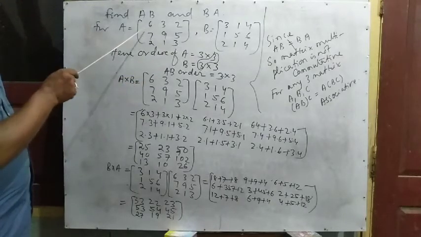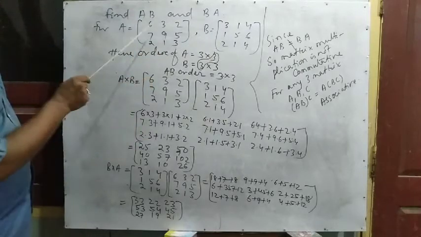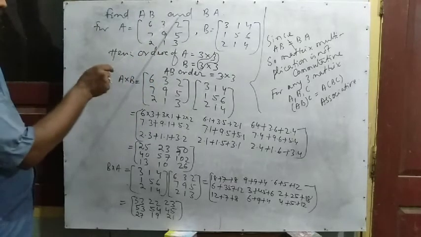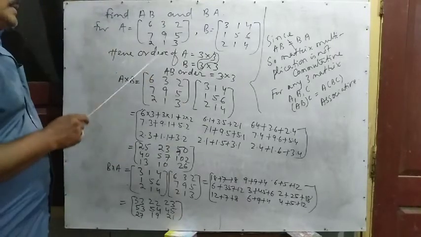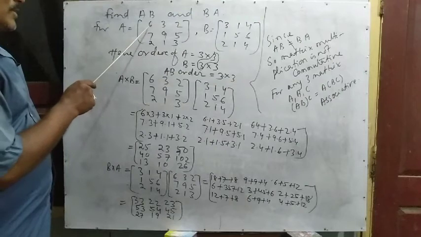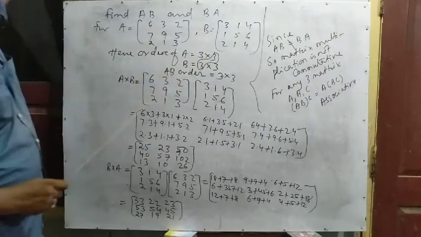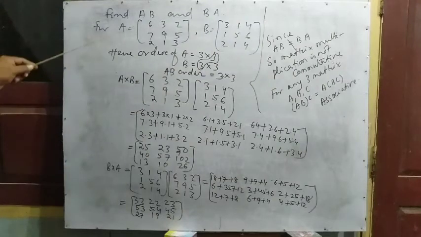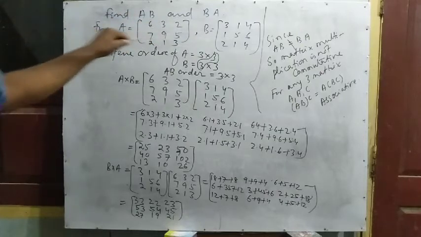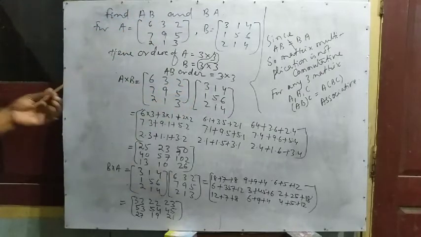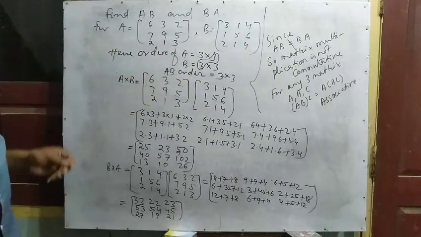For the second element, you multiply the first row with the second column: 6 into 1 plus 3 into 5 plus 2 into 1. This is the second element you will get. The third element is obtained by multiplying 6 3 2 with 4 6 4. Here you get the simultaneous multiplication: 6 into 4, 3 into 6, 2 into 4, put here. Similarly, the first row multiplied with the third column is completed.